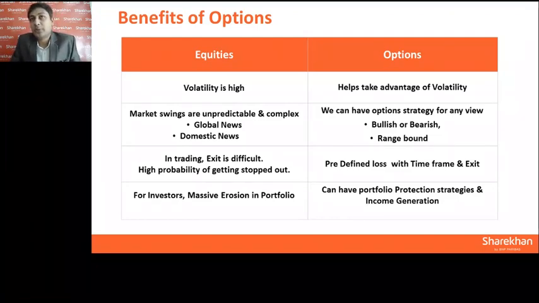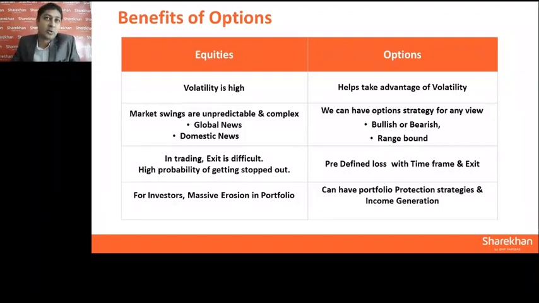When it comes to options, volatility actually helps the option trader take advantage of it. We can have an option strategy for any view, bullish, bearish, or range bound. A predefined stop loss with a time frame is always there when it comes to options, because the maximum loss you can bear is the premium amount that you have paid, and the time frame is always there, because beyond the expiry you cannot hold on to the same instrument. You can have portfolio protection strategies as well as income generation strategies when it comes to options.